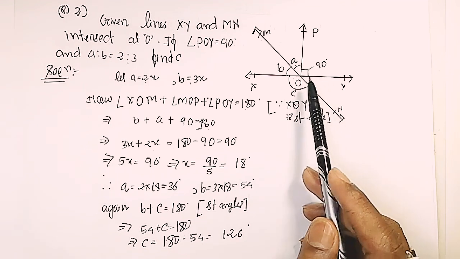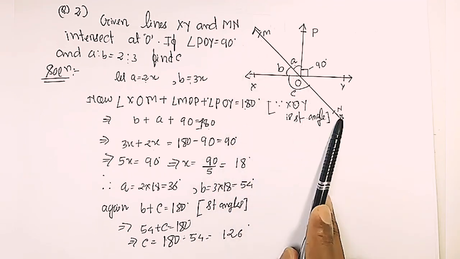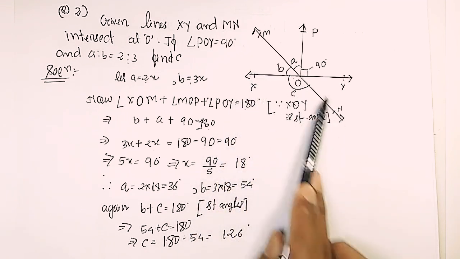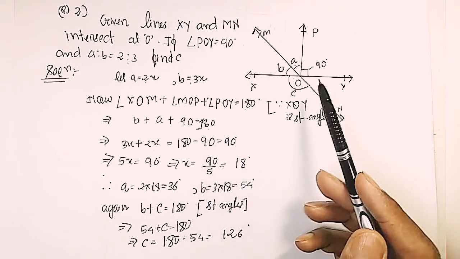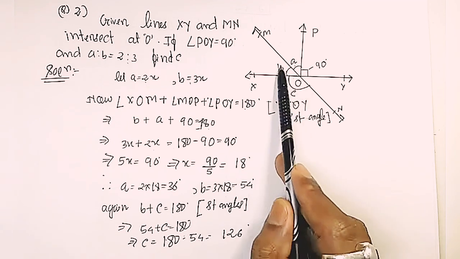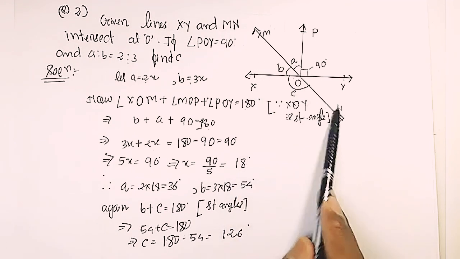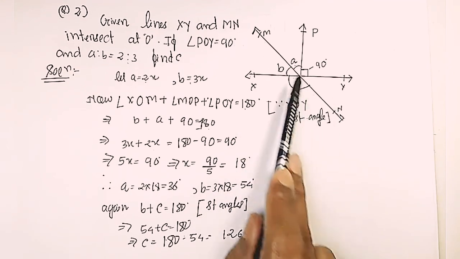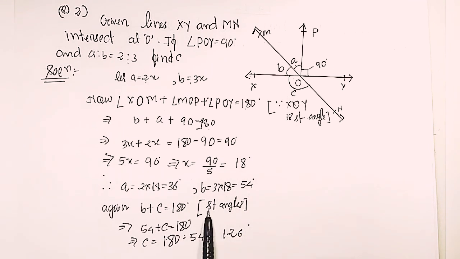So now in the given figure, MON is a straight line. You can see the image MON. This is a straight line, and this straight line is divided into two angles. One angle is B, another one is C. That means B plus C should be 180 degrees because MON is a straight angle divided into two angles B and C. So the sum of these two angles should be 180 degrees.